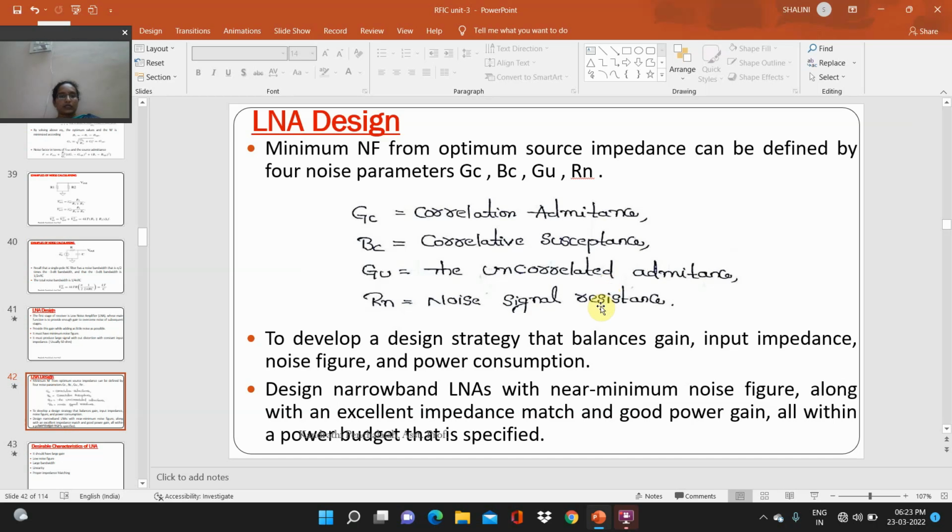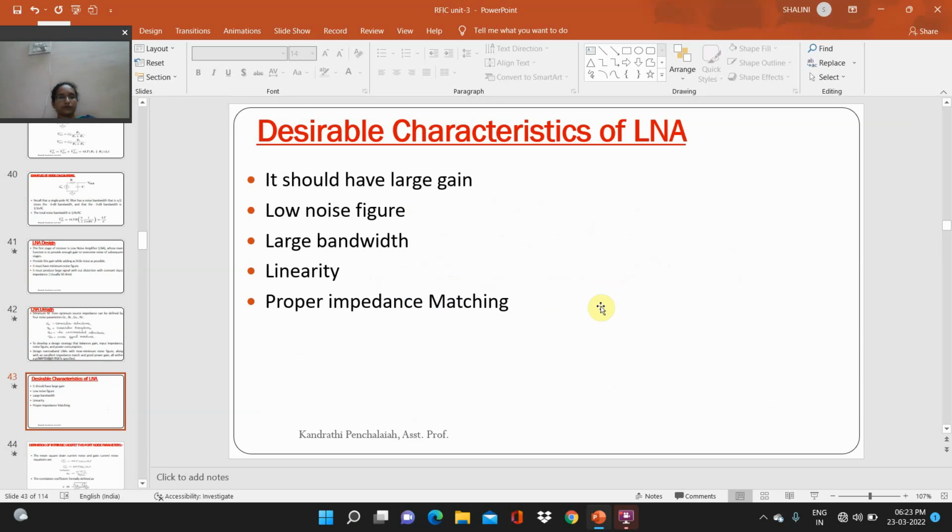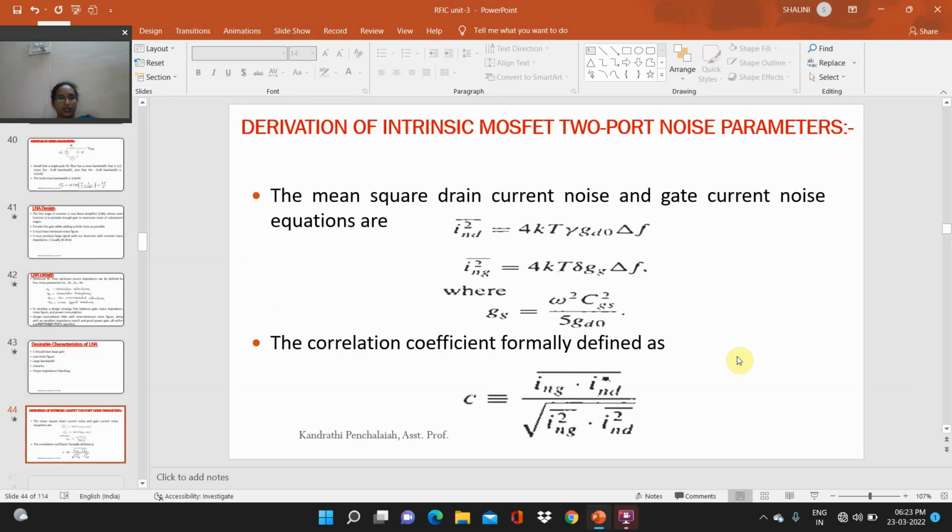To develop a design strategy that balances gain, input impedance, noise figure and power consumption, design narrowband LNAs with near minimum noise figure along with an excellent impedance match and good power gain, all within a specified power budget. It should have large gain, low noise figure, large bandwidth, linearity and proper impedance matching.